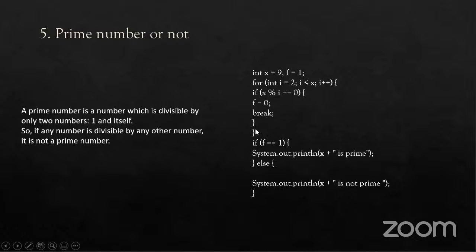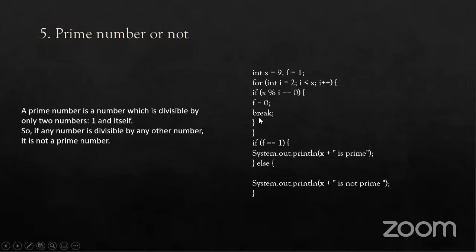That is the logical part for checking whether the number is prime or not. If the flag equals 1, which we set initially, it means it is a prime number. And if the number is divisible by 2, the flag is set to 0, so the number is not a prime number. So in that way we can check whether the number is prime or not.